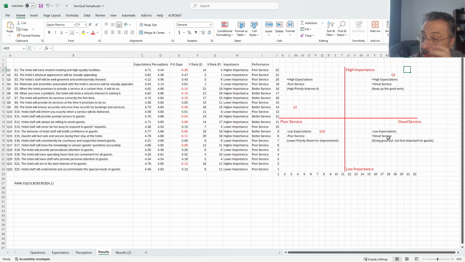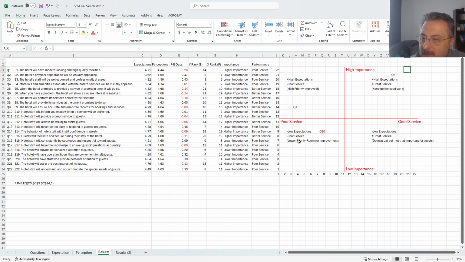Now another one is, they have low expectations, but you provide great service. I mean, they don't expect really much, but you provide an excellent service anyway. So doing this is great, but not that important for guests. So you have to consider your return on investment. Does it really be worth it? That doesn't mean you are going to eliminate it right away, but you need to really think about it. Especially if it's very costly, do I really want to continue doing that? Because they don't really expect that. You are just providing that additional.